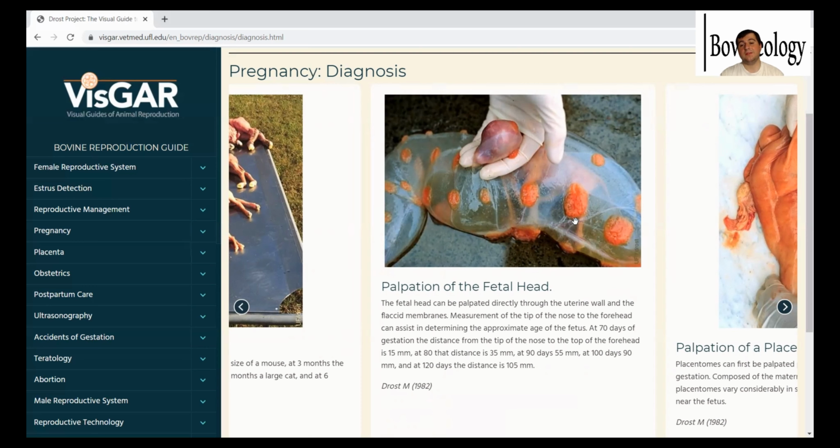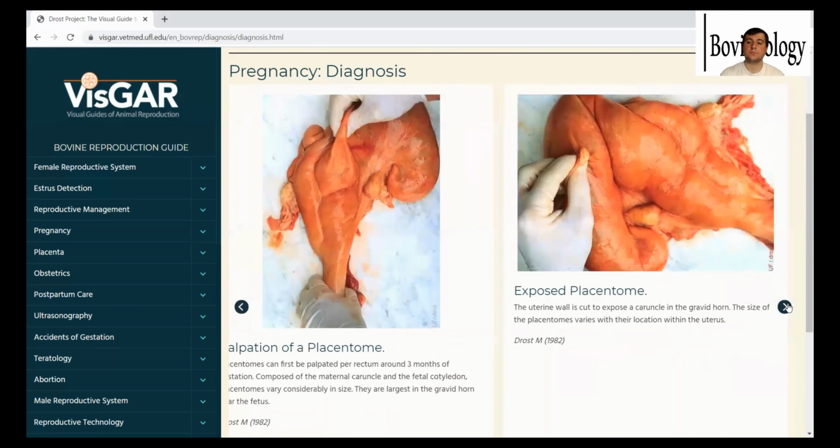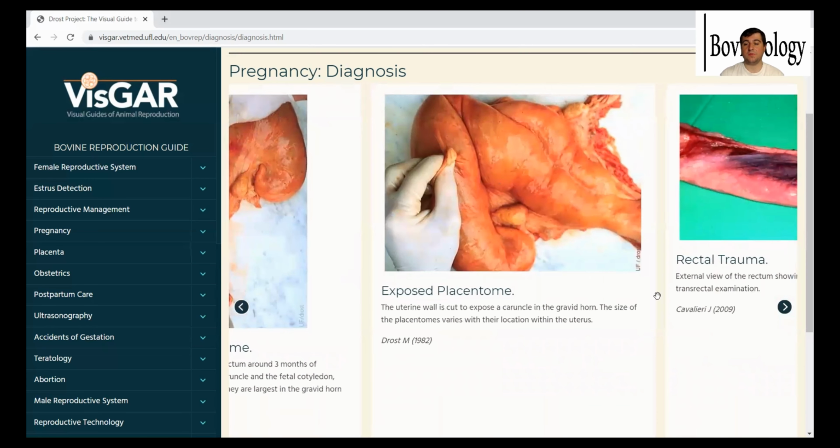So these placentomes are diffused throughout the placenta. It's not, for example, like in the equine, where it is one big thing and that's it. No, the placentome, the connection between the mom and the baby that exchanges nutrients, is diffused throughout the placenta. So at day 90, the placentomes are big enough that we can feel them when you pass your hand on top of the uterus. So this is a picture of an exposed placentome.